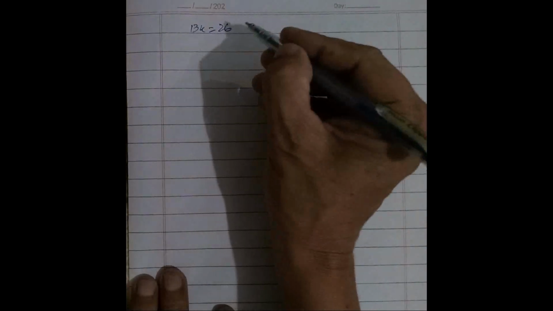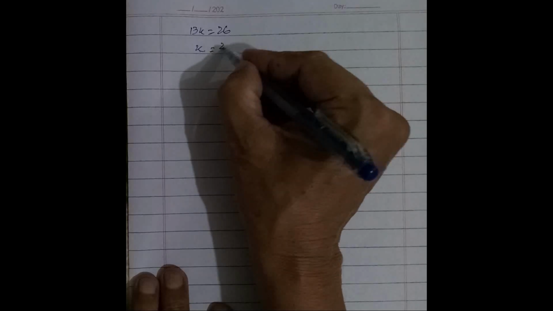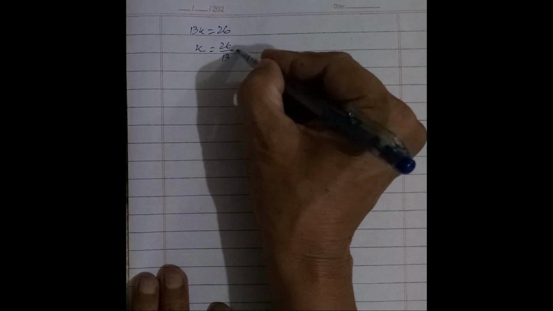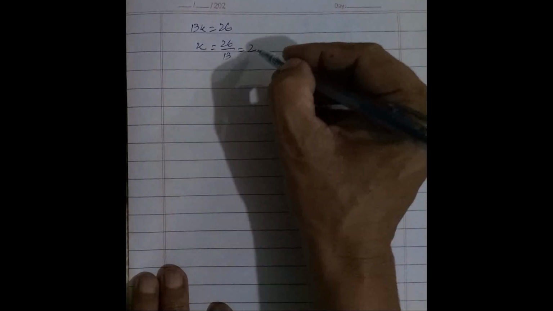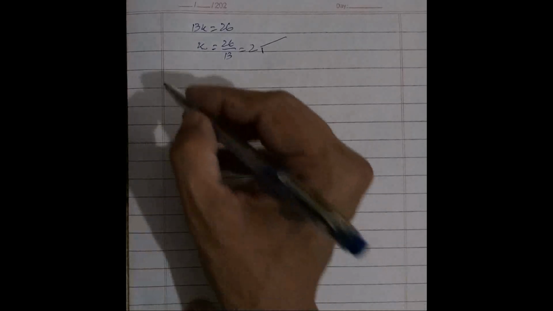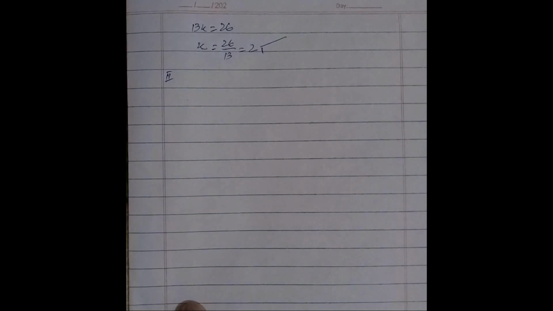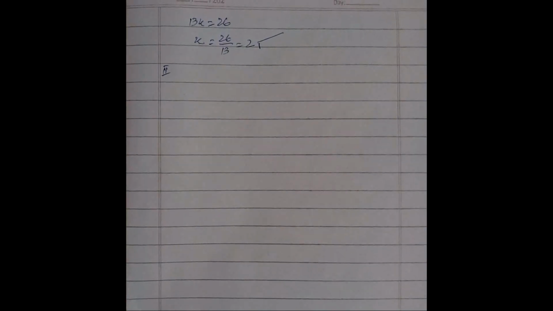13x is equal to 26. And when we find x, divided both sides by 13, we get 26 over 13 is equal to 2. So the value of x is equal to 2 in question 11 part 1. And similarly it has 5 questions, and all the questions are solved by the same method.